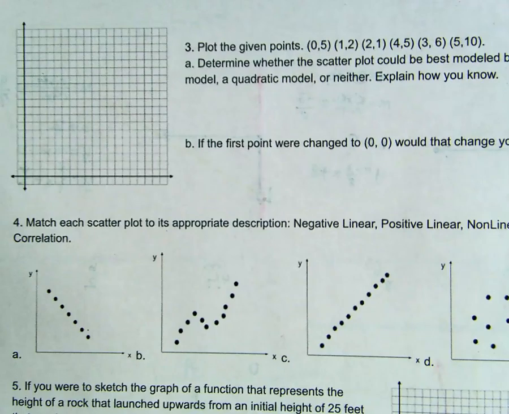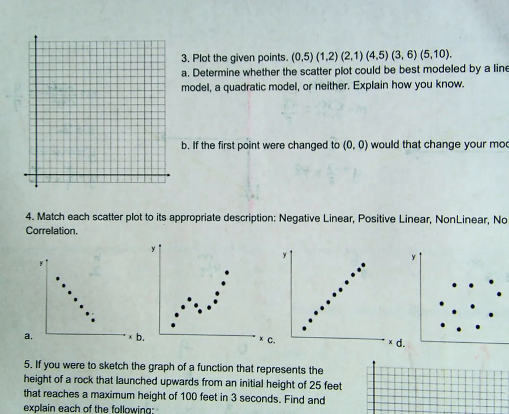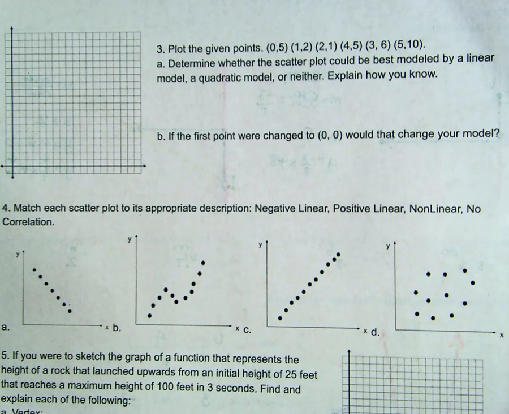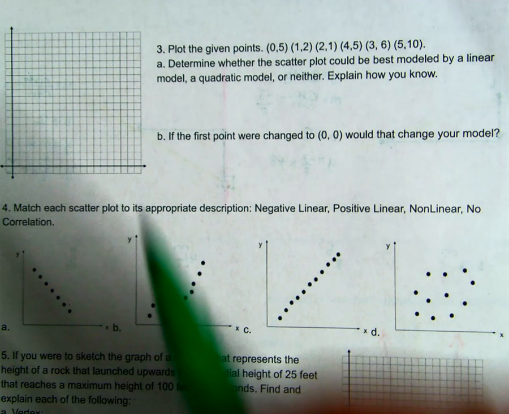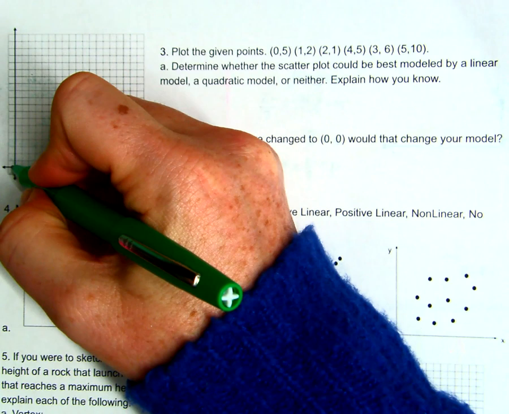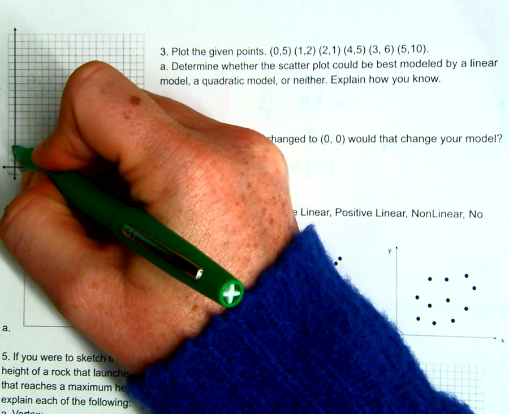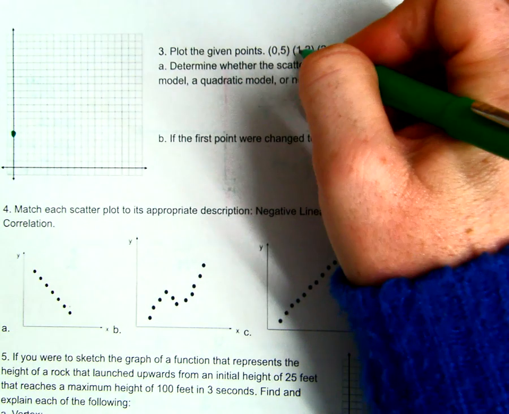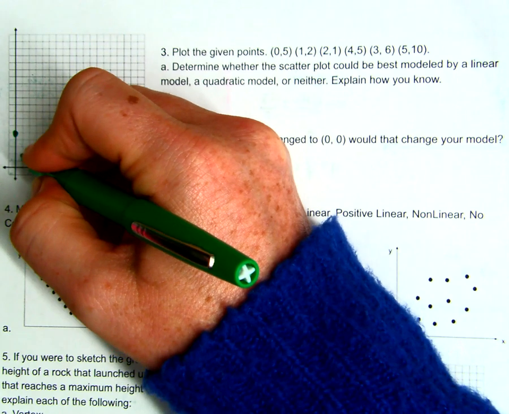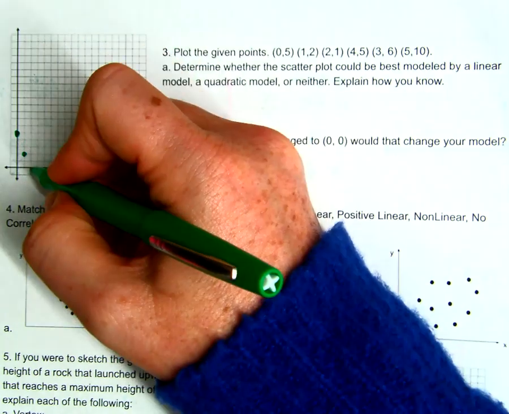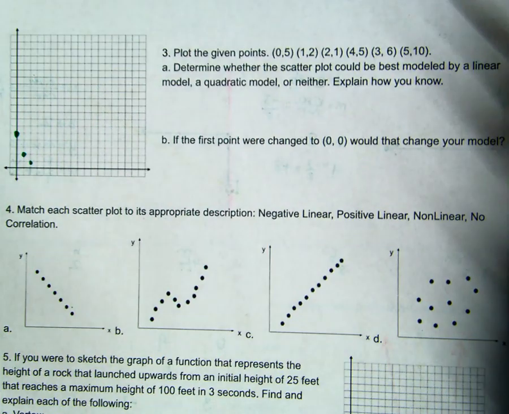All right, moving on to the back. Says plot the given points, determine whether the scatter plot would best be modeled by linear, quadratic, or neither. Explain how you know. And so 0, 5 is my first point. Next point is 1, 2. And then 2, 1.